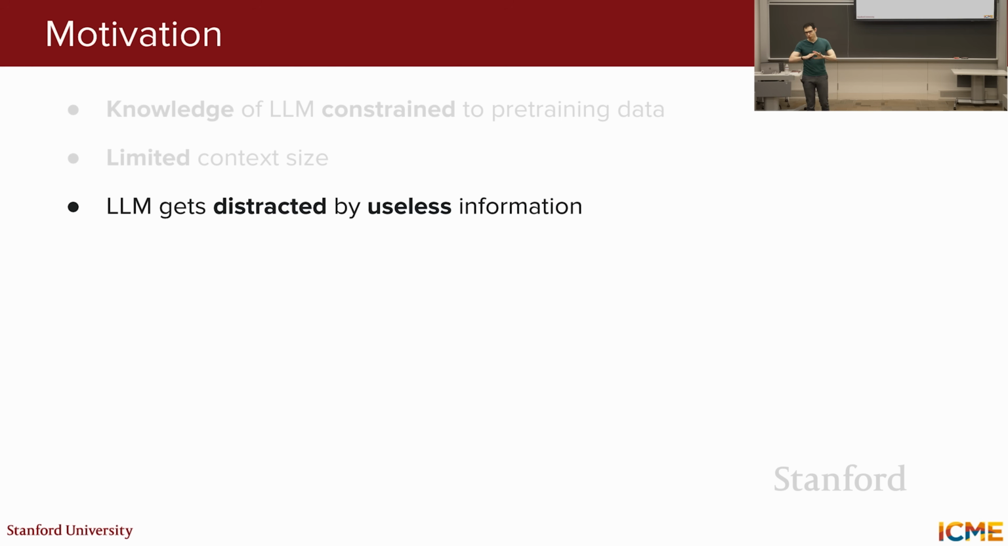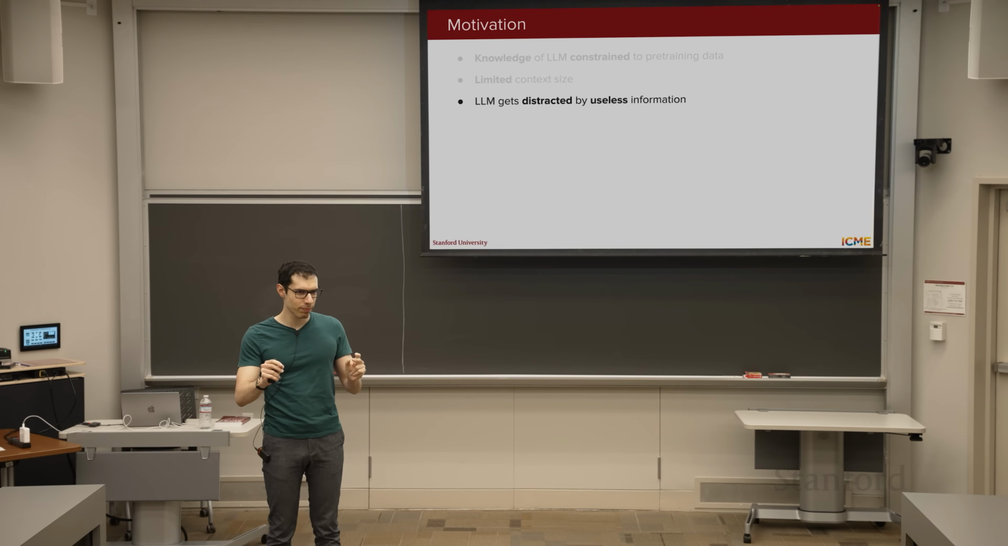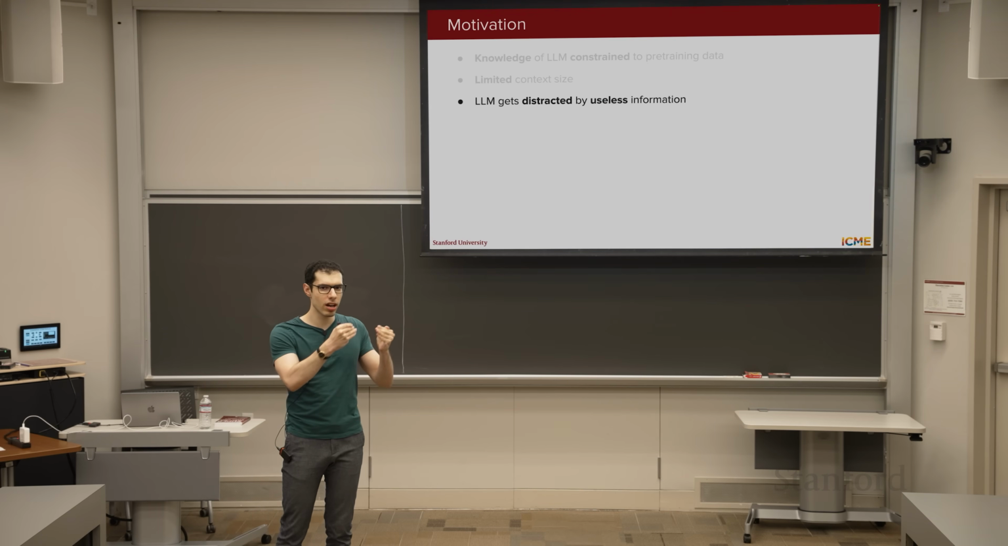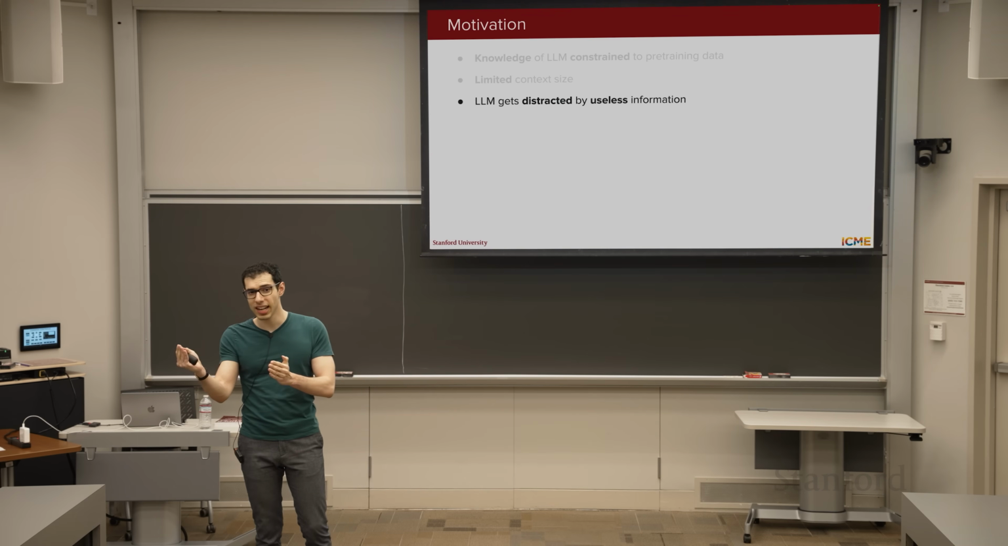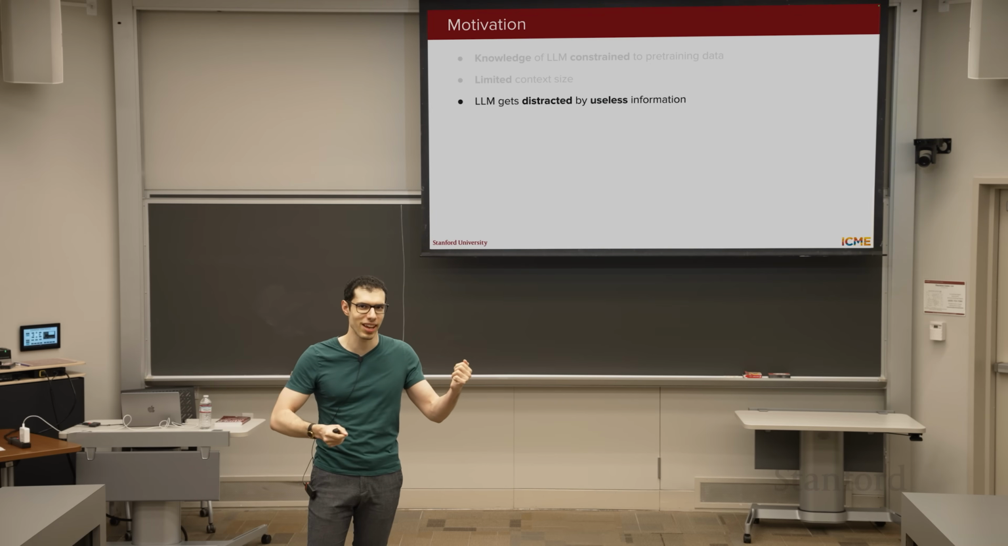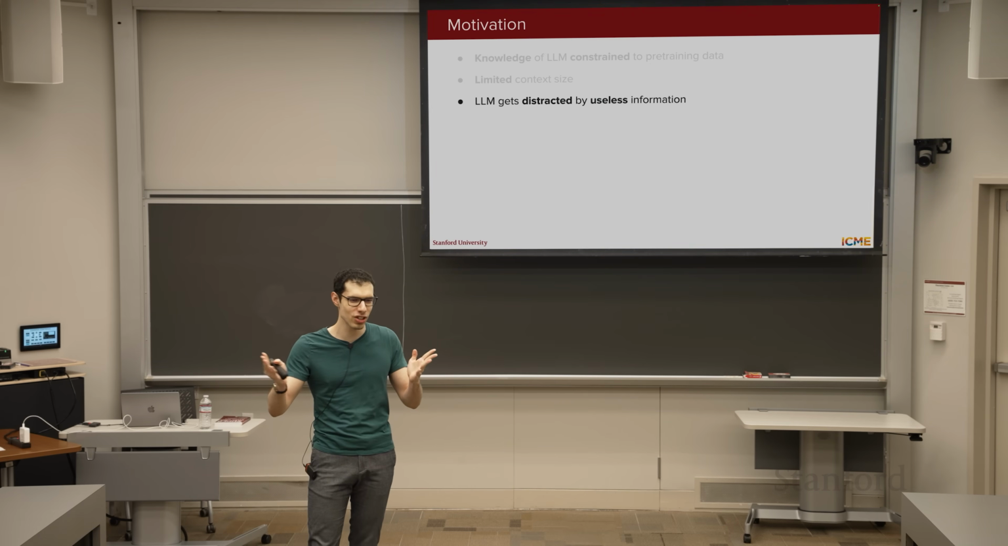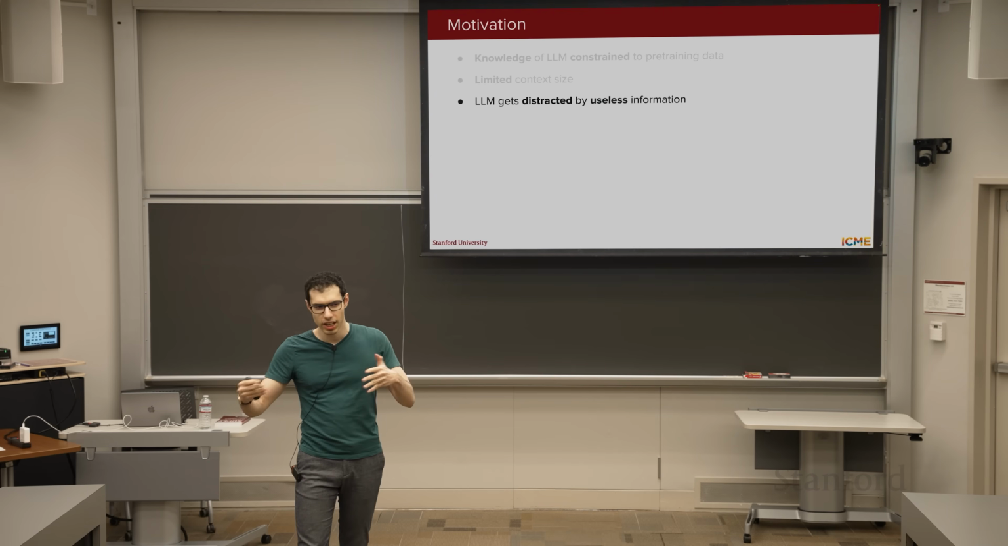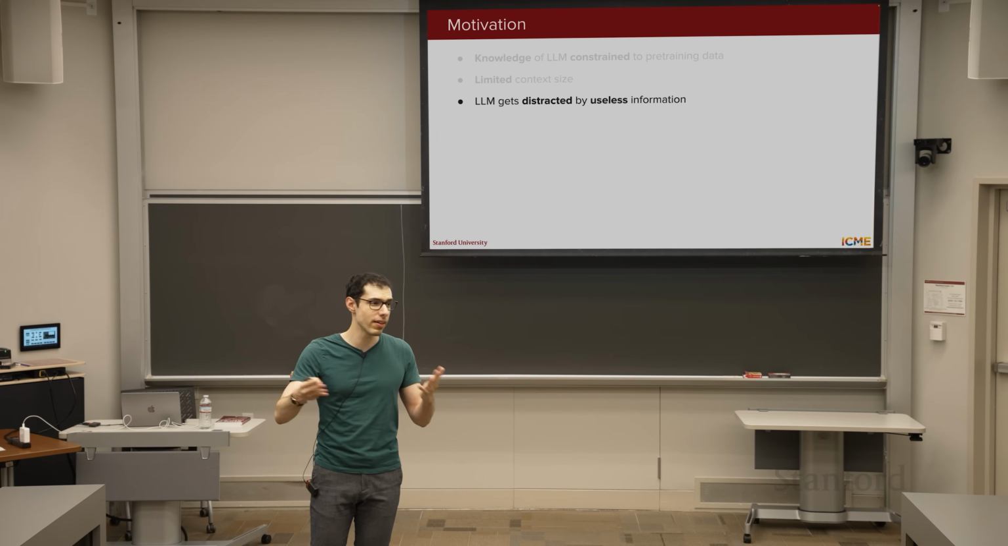OK, so let's suppose context is not a problem. It's actually unlimited. Let's imagine we put everything in the context. Well, the problem then is that people noticed that if you feed a lot of irrelevant information to your LLM, the performance of the LLM will actually degrade. Meaning that if, for instance, you ask it who was the winner of the last elections, and then you feed it a bunch of information that is not relevant, your LLM will tend to be confused.